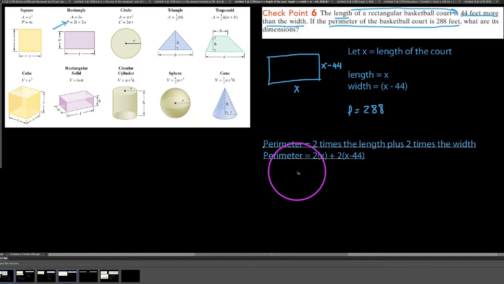So now that this is all in terms of x, what we're going to do is look at what it is that we're trying to find here. And what we're trying to find is if the perimeter is 288 feet, okay, then what are the individual dimensions, which we're going to solve for x first, which represents our length.